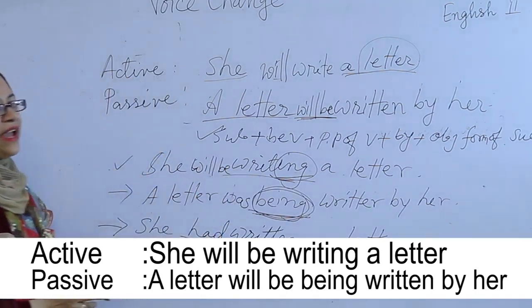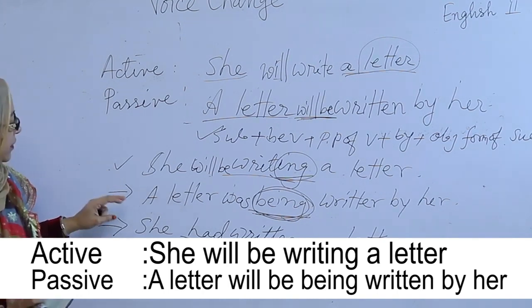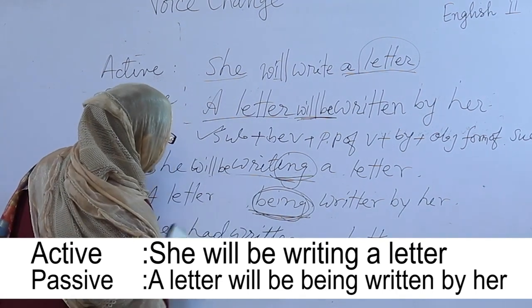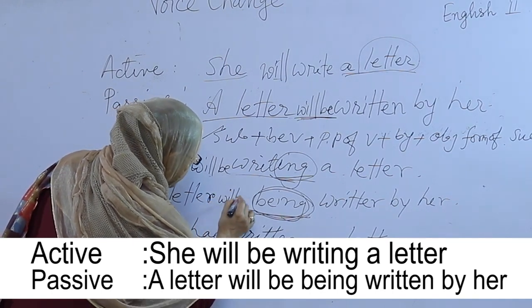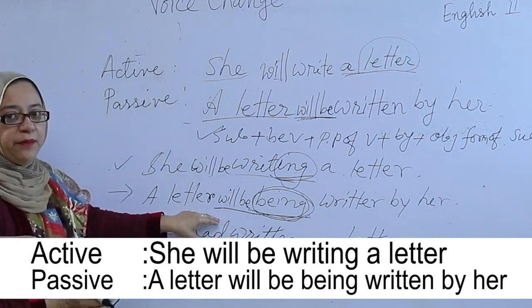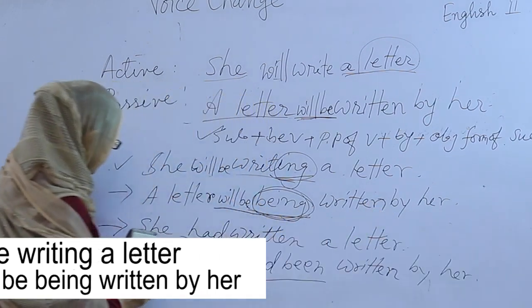She will be writing a letter. This is the future continuous form. So, I turn it into passive. I use a letter will be being. A letter will be being. Only I change here: will be being written by her.